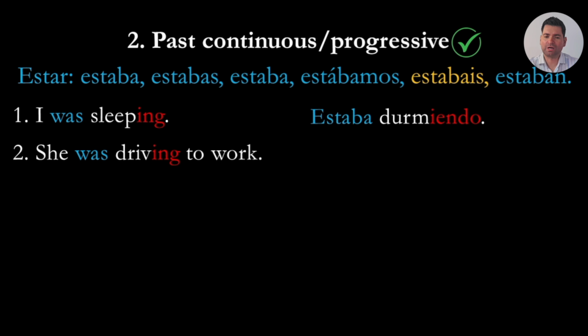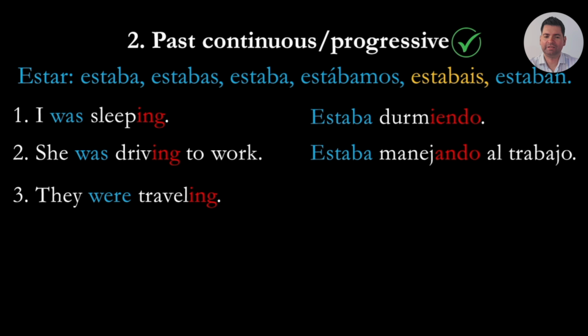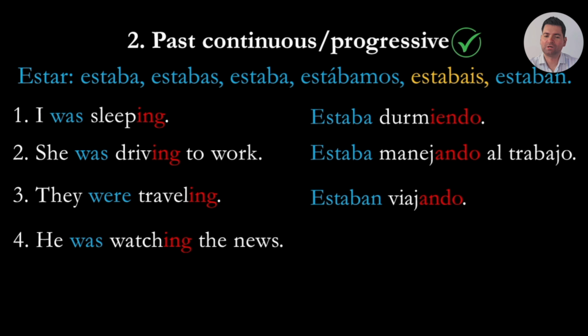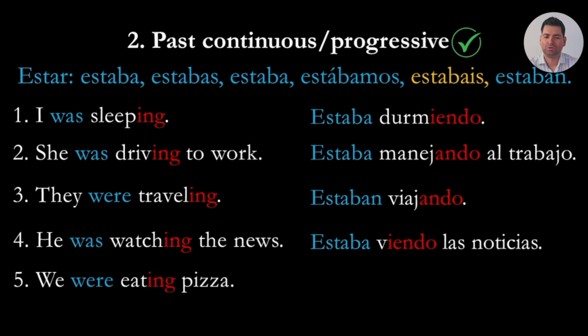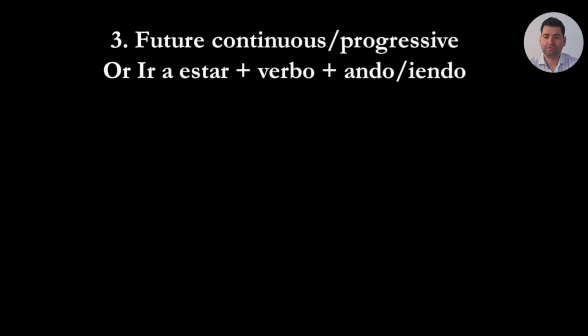Number 2, she was driving to work. Estaba manejando al trabajo. Number 3, they were traveling. Estaban viajando. Number 4, he was watching the news. Estaba viendo las noticias. Number 5, we were eating pizza. Estábamos comiendo pizza.